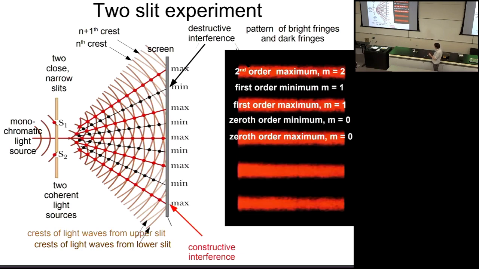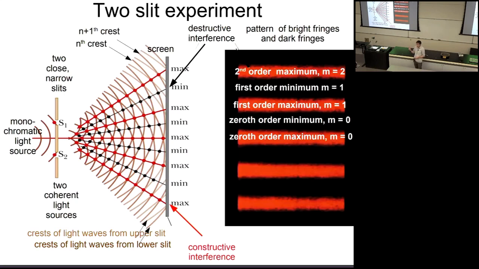The way this picture is, it looks crazy, but if you look at this picture in detail, there are light brown wavefronts and there are dark brown wavefronts. The light brown wavefronts are the wavefronts emerging from the top slit. The dark brown wavefronts are emerging from the bottom slit. So you maybe can see it up here. There's dark brown, light brown, dark brown, light brown. These are the wavefronts that are emerging from the two different slits.